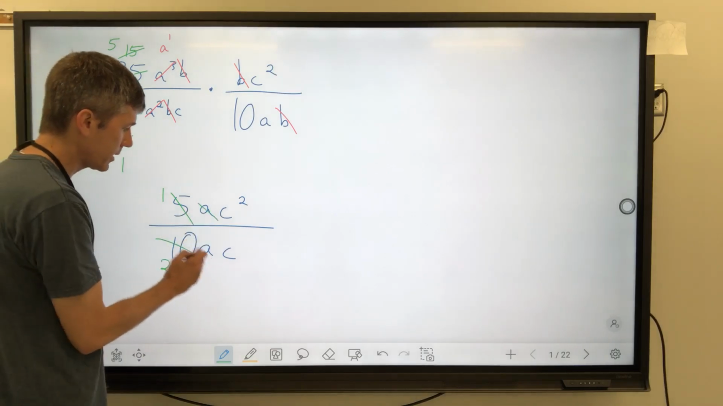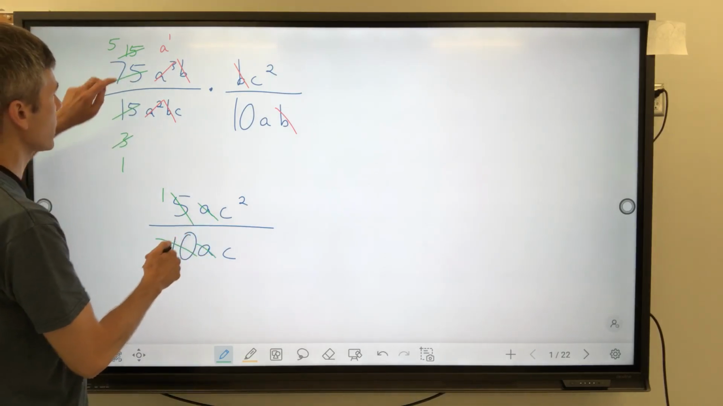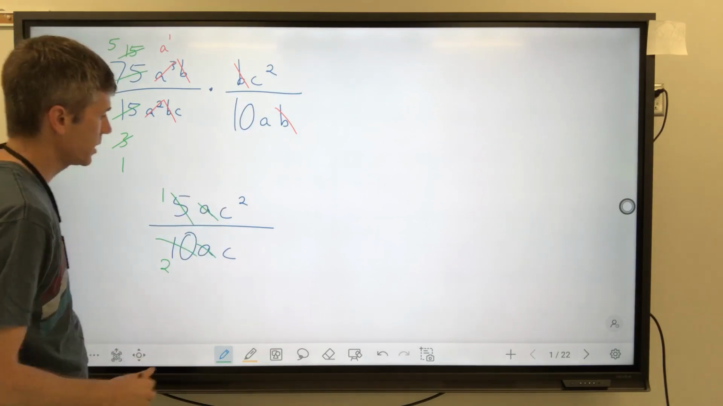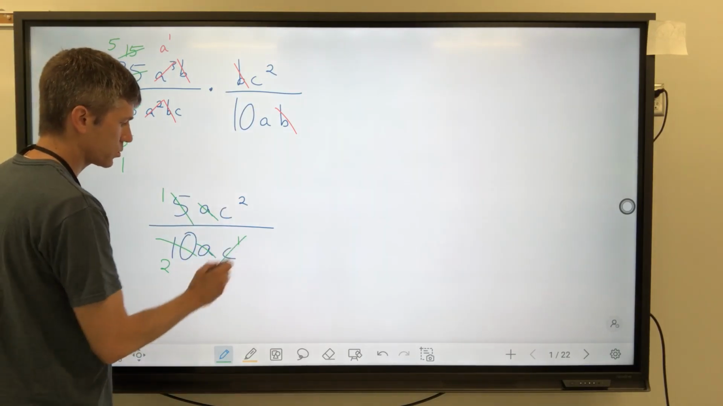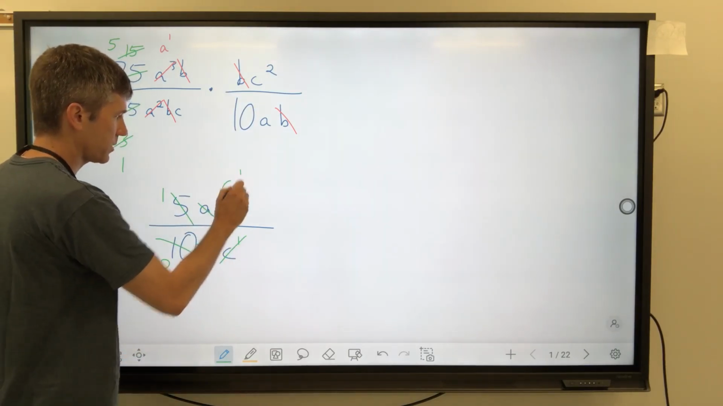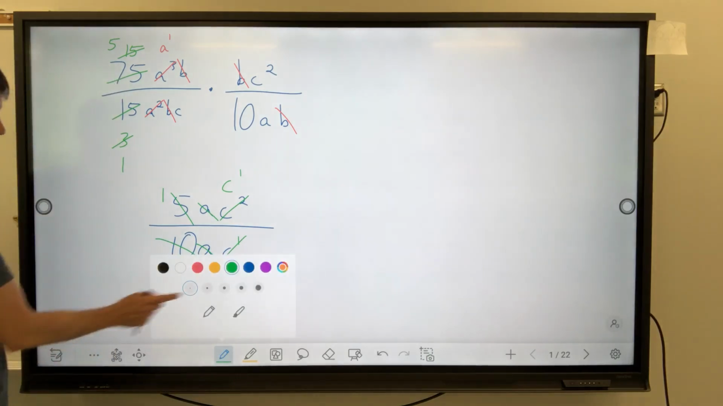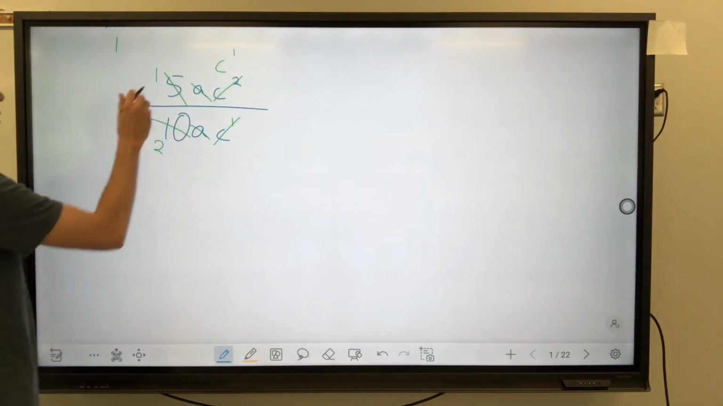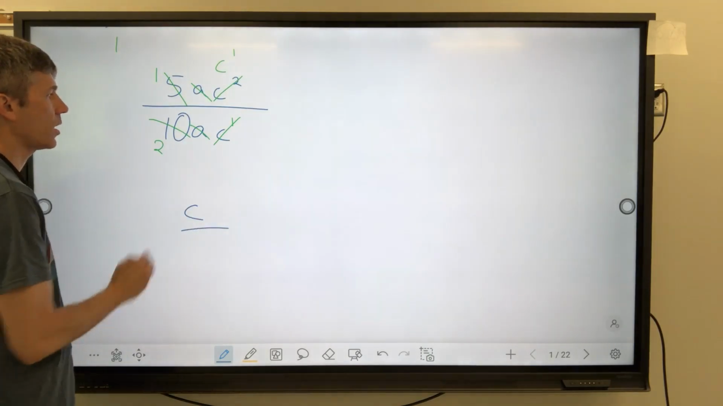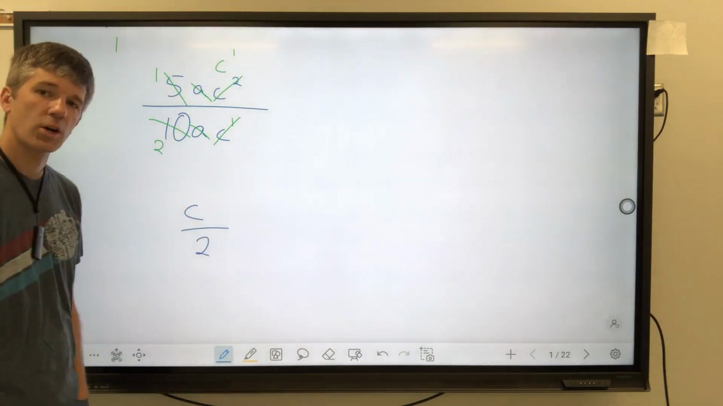A divided by A cancels. Again, you could have done that here. You could have been like, oh, that's going to cancel with that one. Totally fine. 2 minus 1, I'm going to cancel that. It's going to give me c to the first. Final answer, in blue, is going to be 1c to the first over 2. c over 2.